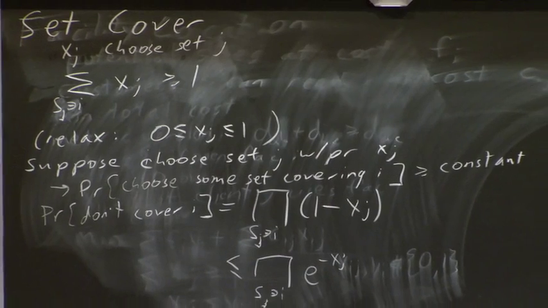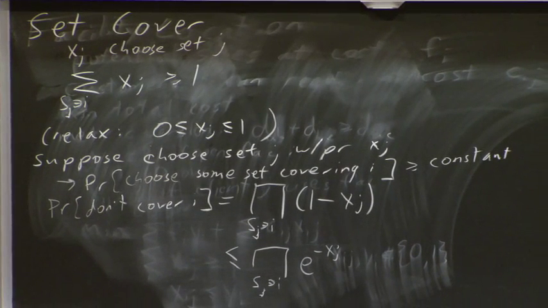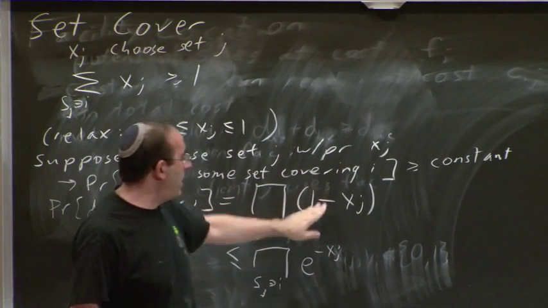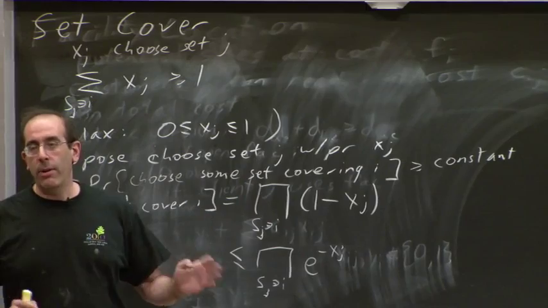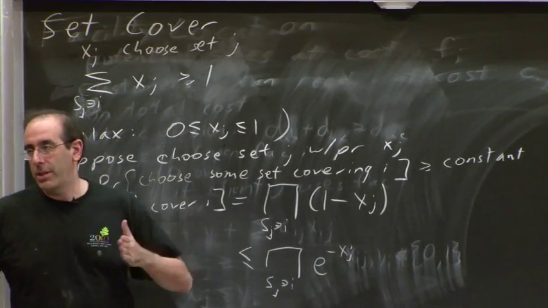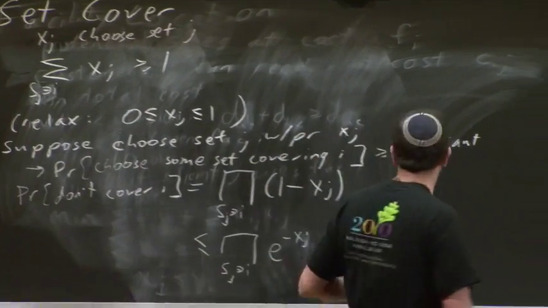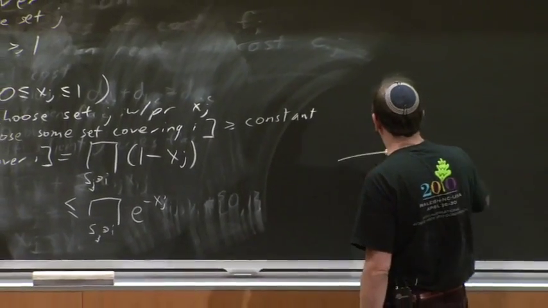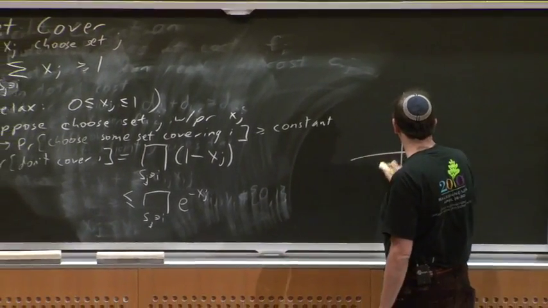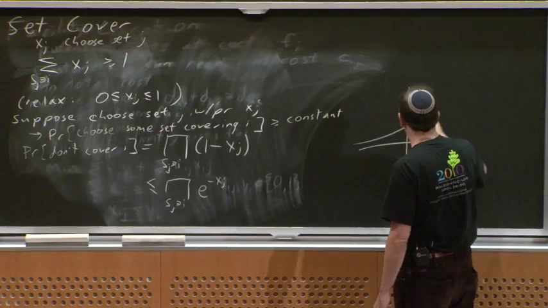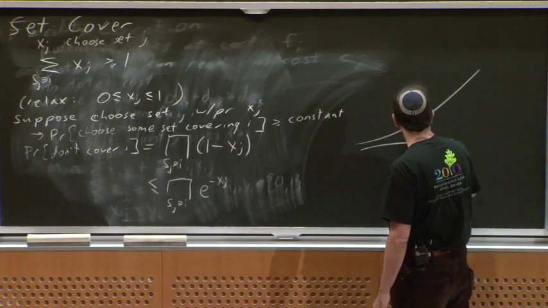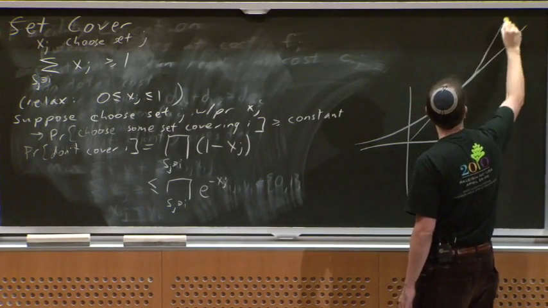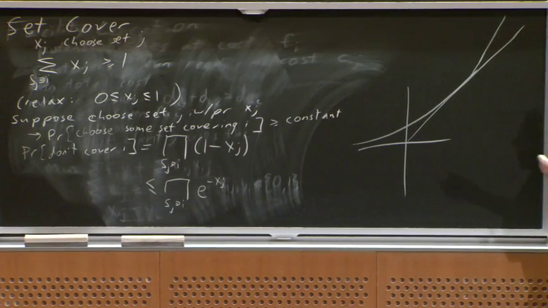So this is the single most useful approximation in all of computer science: going from 1 minus xj to e to the minus xj, going from addition to multiplication. It shows up all the time. The reason is pretty straightforward. We write e to the minus x, we write 1 minus x, and it's clear that e to the minus x is at least 1 minus x.